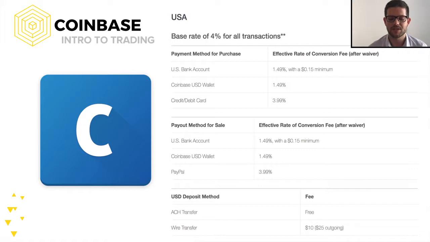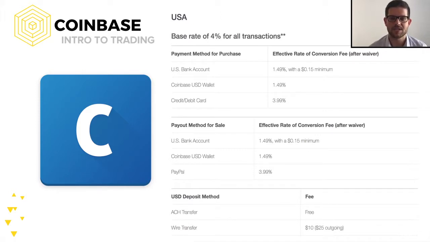I do think it's important to mention that they have a base rate of 4% for all transactions, but you'll see a different effective rate in these slides. If you're purchasing from a US bank account, they charge 1.5%. If you're using a credit or debit card, it can be that full almost 4%. And when you're actually selling your crypto, they're going to charge you that 1.5% if you send it to a bank account. If you want to send it to a PayPal account, it's going to be that 4% as well. So as you'll see in these next few exchanges, those rates are fairly expensive depending on what you're trying to do.